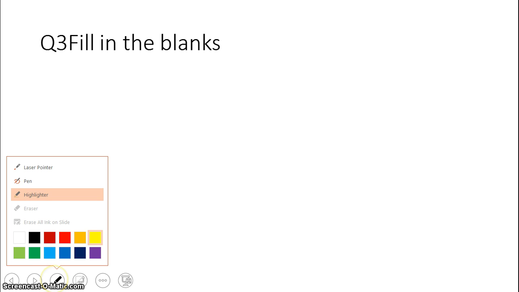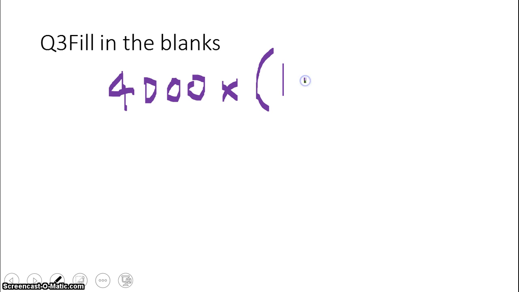So in question 3, we're asked to fill in the blanks. For the first one, we're given quite a bit. We're given $4,000 times 20% annually. So 20% as a decimal. We've got to add our initial amount, so that's our 1 and that 0.20 to the power of 3 for 3 years.